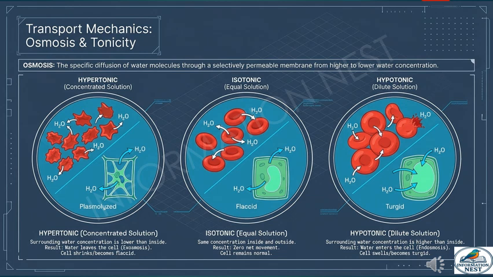So, to recap for your exams: hypertonic, water leaves, cell shrinks. Isotonic, water stays balanced, cell is normal. Hypotonic, water enters, cell swells.